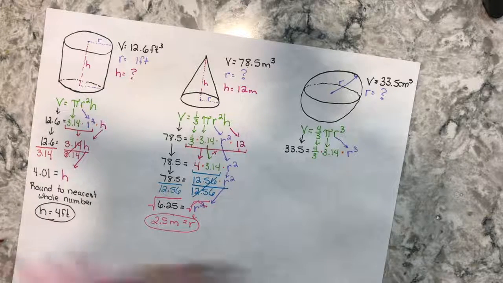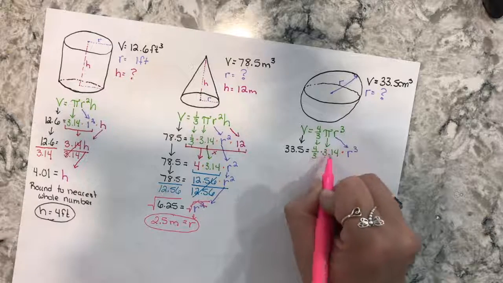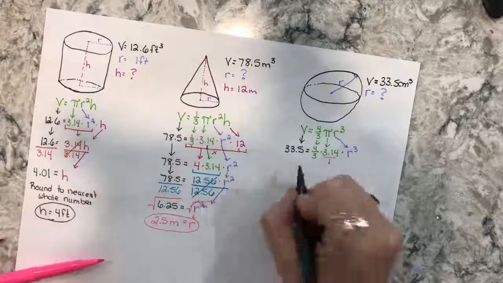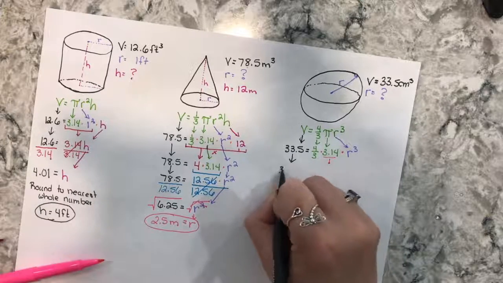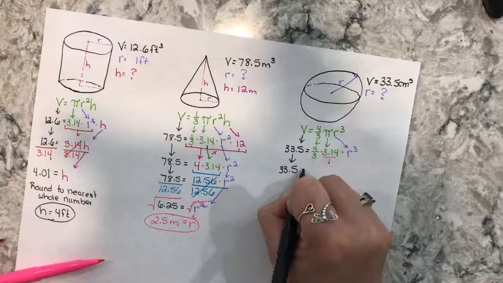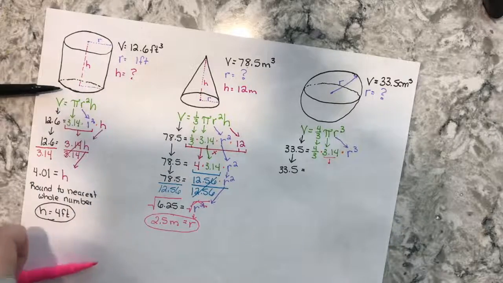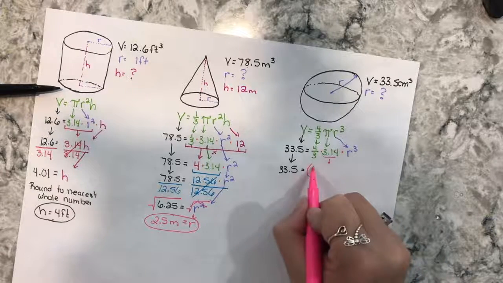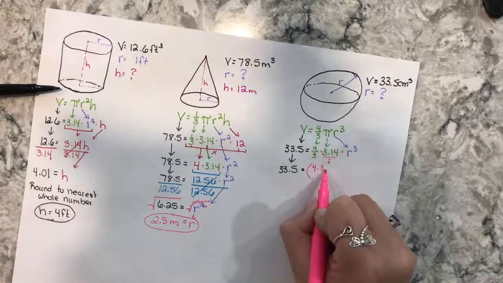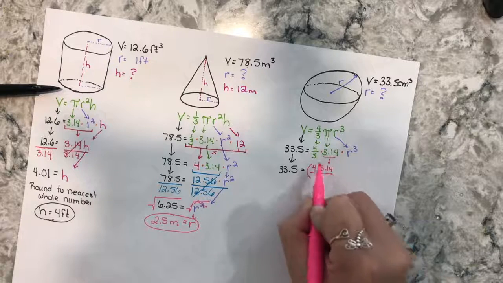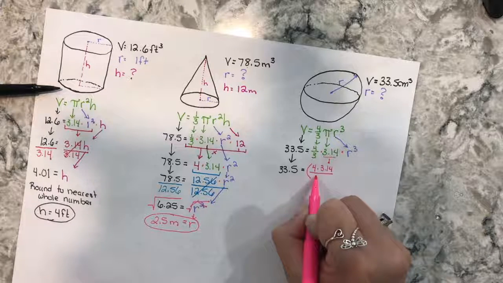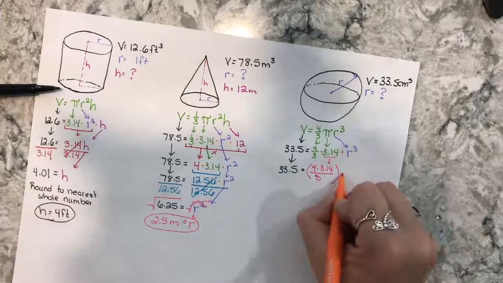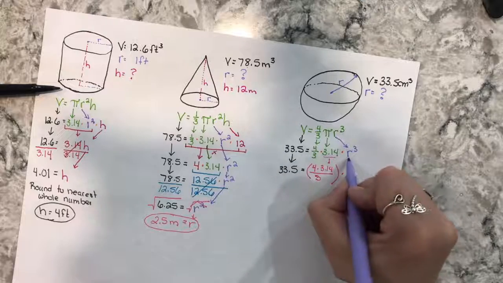Now I know some of you are really good at doing the 3.14 times 4 divided by 3 on your calculator, but if you can't remember that, just think of it as a big fraction. So carry down the 33.5 because we're not doing anything with it yet. But this is basically a big fraction where it ends up being 4 times 3.14 on the top divided by 3 times 1 on the bottom, which is just 3. Now don't forget to carry down your r cubed because we didn't do anything with it.